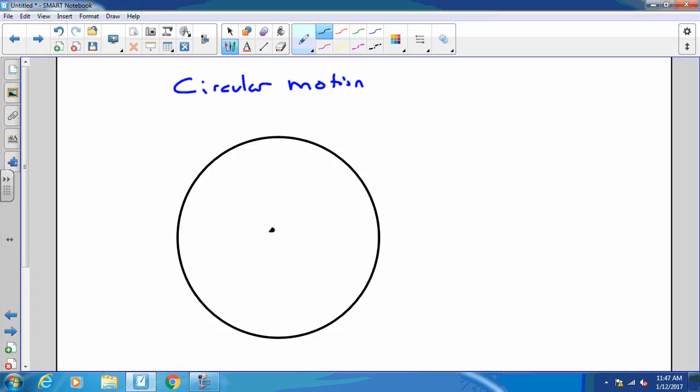But that does not mean that the position is always the same. It means that the object is moving in such a way that its position is continually changing. There's its position. And the magnitude of the position vector will be equal to the radius of the circle R.